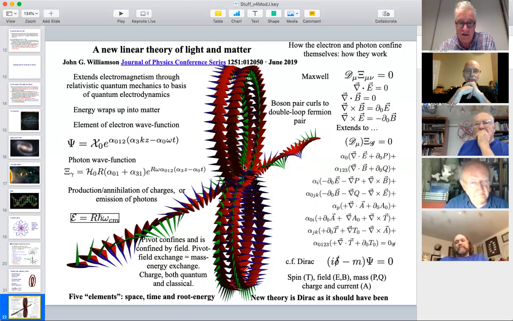That's an electron. That's a positron. Field in, electron. Field out, positron. Two photons go to electron, positron. Electron, positron goes to two photons. Reversible. Within a theory, here's the theory.